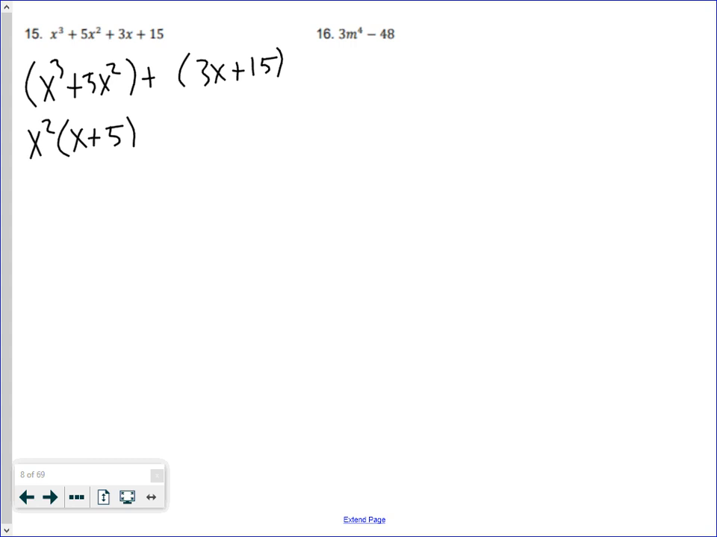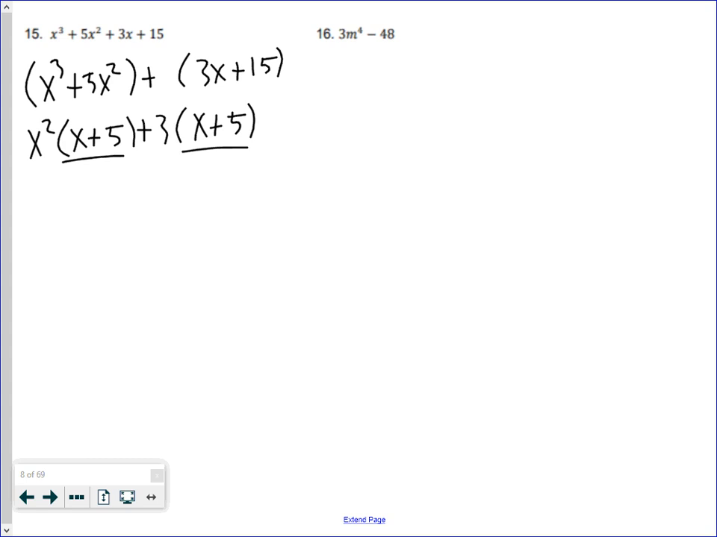And the GCF of 3x plus 15 is 3. So we can pull out a 3, and we're left with x plus 5. And since what we're left with are both the same in each pair, that means factor by grouping works. If it wasn't the same, it wouldn't have worked.